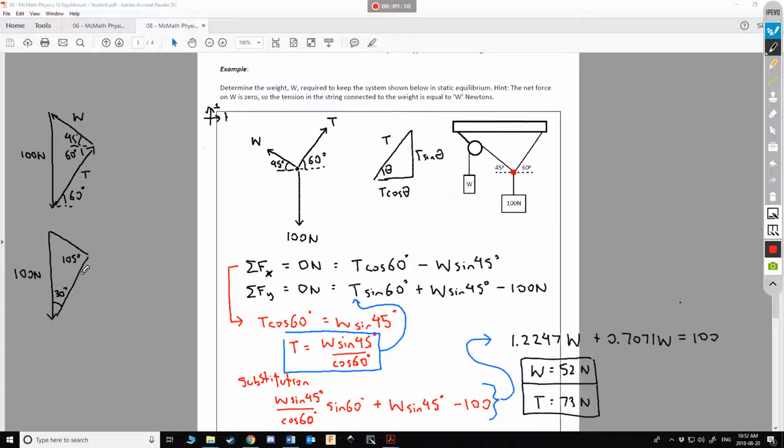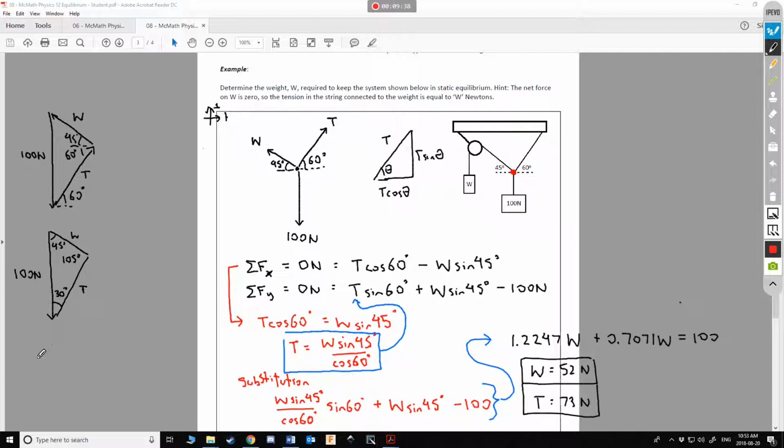So we actually know the last angle as well. Well, we knew from the beginning, it's 45 degrees. And if you want, you can confirm that all the angles in a triangle must sum to 180. So 105 plus 45 plus 30, and indeed it does sum to 180. So now we can go ahead and solve for W or T. There's W, there's T, so we can use the sine law.